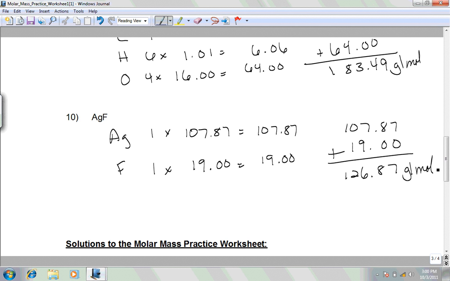And that's it. And so there is the molar mass practice worksheet, and I hope it has been helpful.